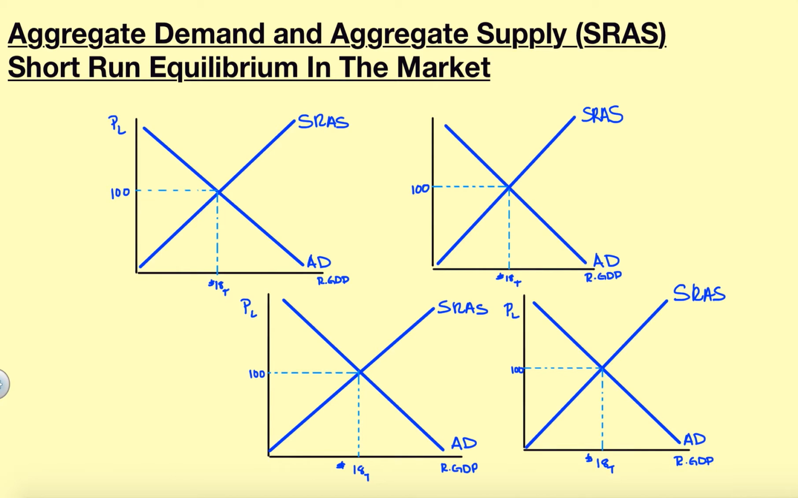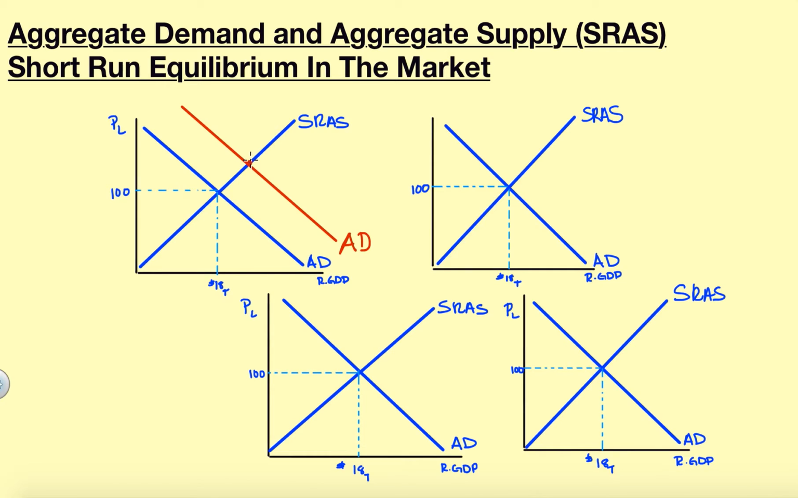Now that we understand aggregate demand and short-run aggregate supply, let's look at our individual shifts. So starting off, we have four markets in equilibrium. And we'll begin by looking at what happens when we increase aggregate demand. When we increase the aggregate demand curve, we are going to call this aggregate demand sub 1. Okay, aggregate demand sub 1.